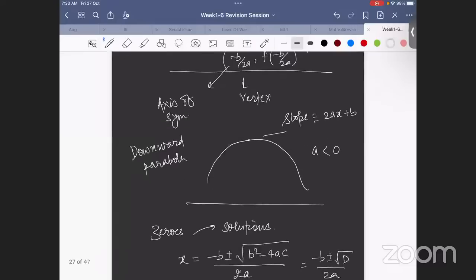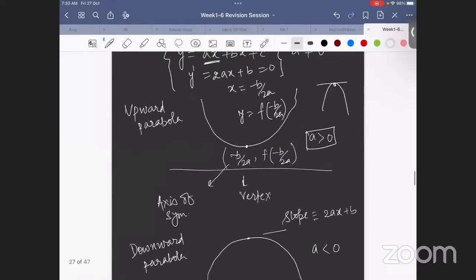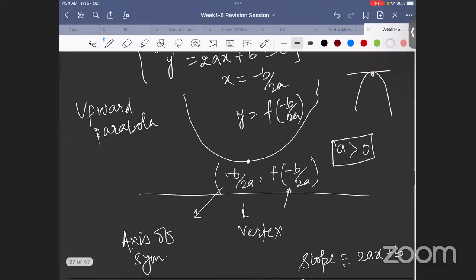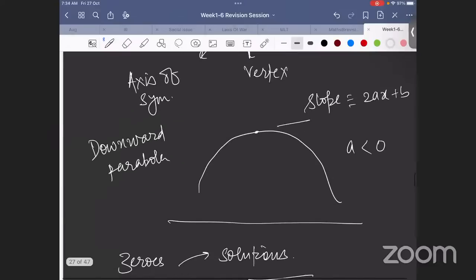Now, can you tell me whether the y value that you have calculated is the minimum value or the maximum value for this equation? Depending upon the parabola, if the parabola is going upward, will it be a maxima or minima? Minimum, sir. Yes, it will be minima if the parabola is going upward. Similarly, the same thing will happen in the other case.